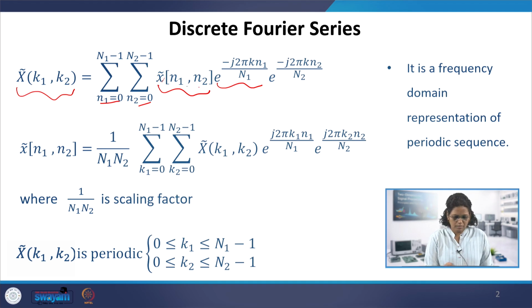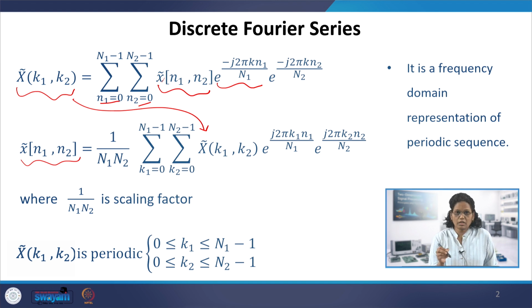This is the analysis equation. The synthesis equation is getting this sequence x tilde back from the DFS coefficients. Here k1 varies from 0 to N1 minus 1 and k2 varies from 0 to N2 minus 1, with the summation of the exponential j 2 pi k1 n1 by N1 and k2 n2 by N2. The scaling factor 1 by N1 N2 is added in the synthesis equation.